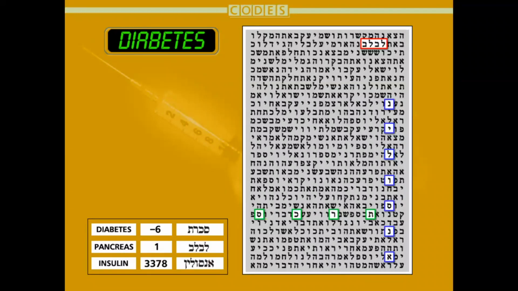The interesting thing about this is that this is the only place in the book of Genesis where you'll find the word insulin right next to the word sakeret.